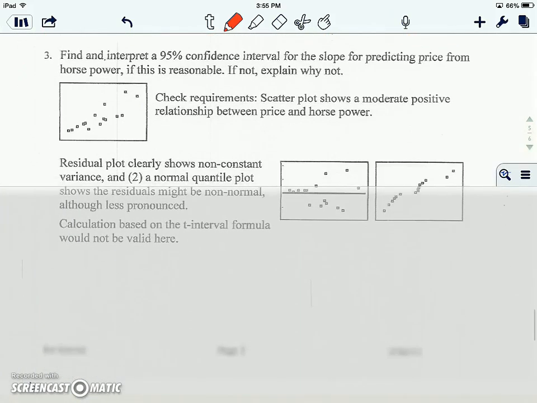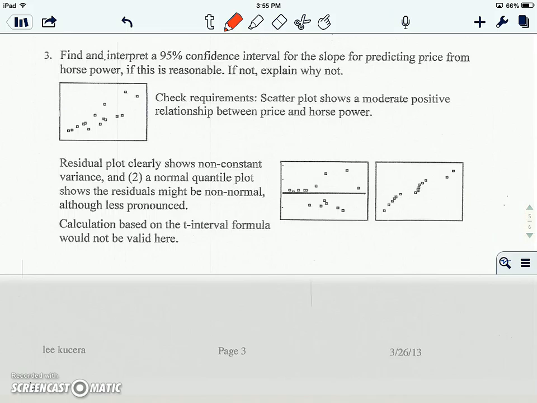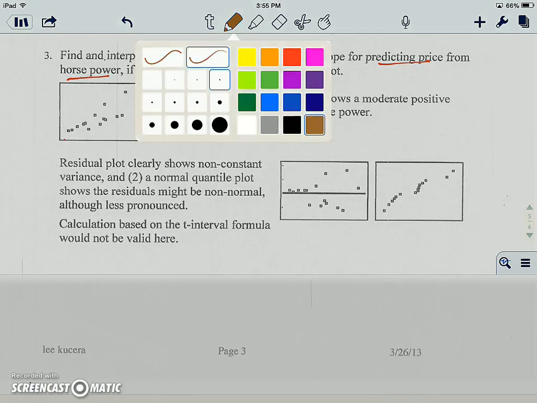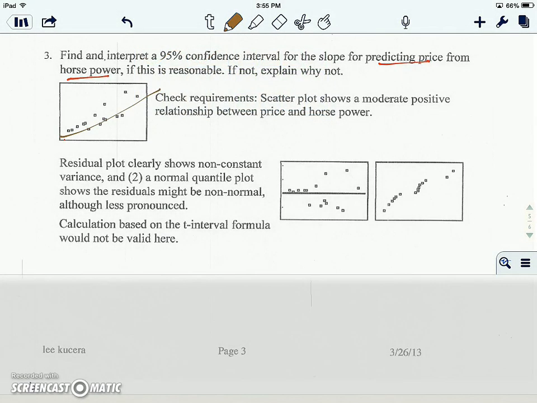Okay, lastly, let's find and interpret a 95% confidence interval for the slope for predicting price from horsepower. So now we're going to use our first column of data, horsepower, and see if it's reasonable, and explain why not. So we check the scatter plot, and it shows a fairly moderate slope. Okay. The residual plot, however, clearly shows a non-constant variation, and so it's not nice and scattered. Okay, it's starting to spread out.